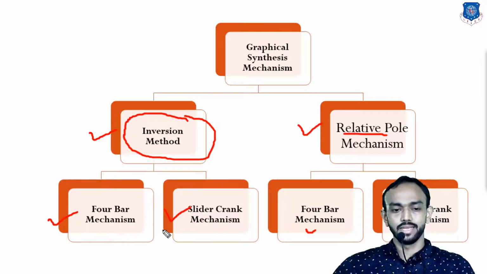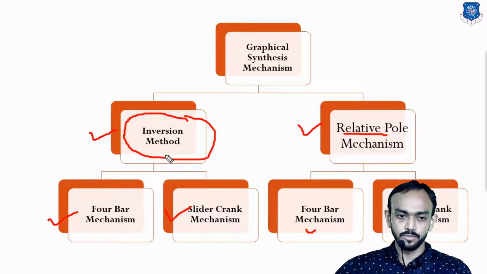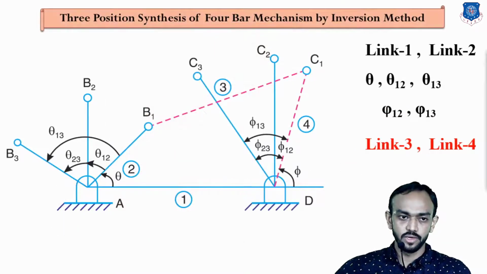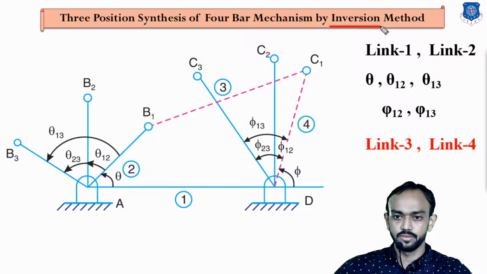There are two cases in the inversion method, 2 position and 3 position. Same as in the single slider by inversion, 2 position and 3 position. In total there are 8 syntheses we are going to learn in this chapter. Let's start. First there is the 3 position synthesis of the 4-bar chain by the inversion method.